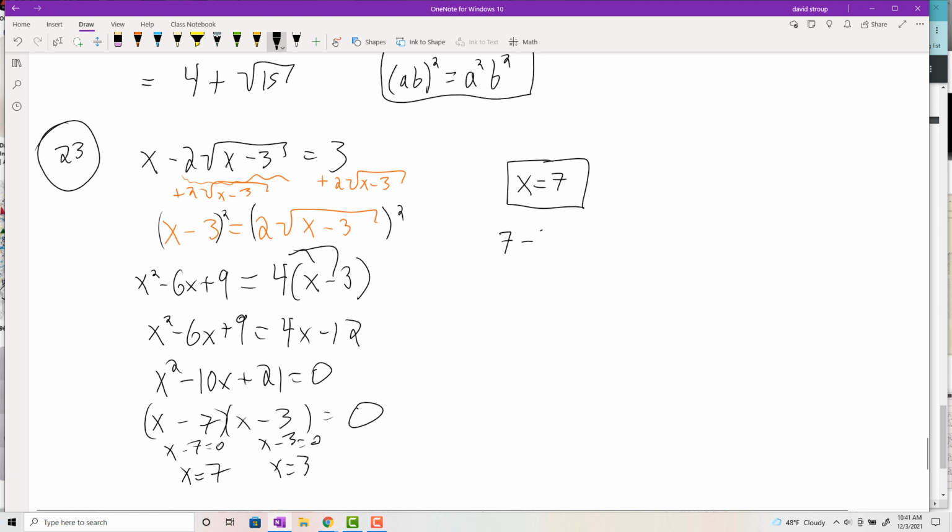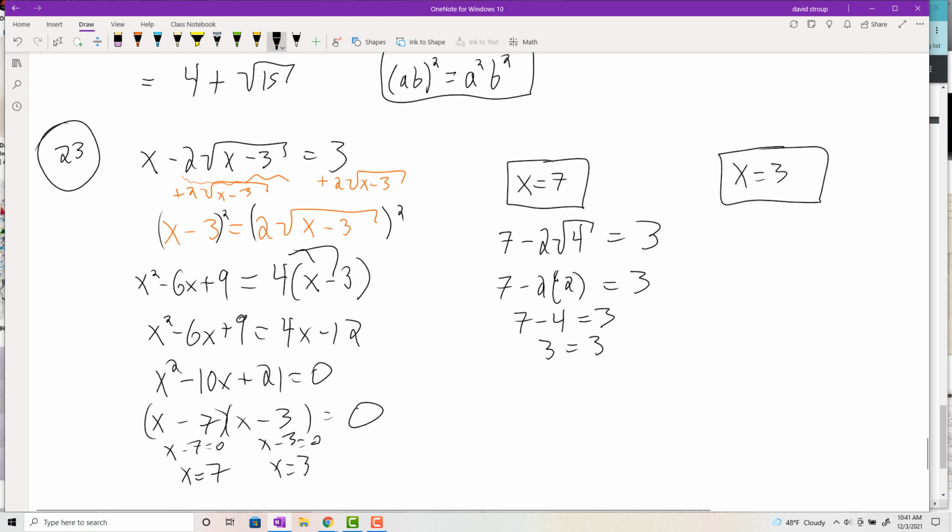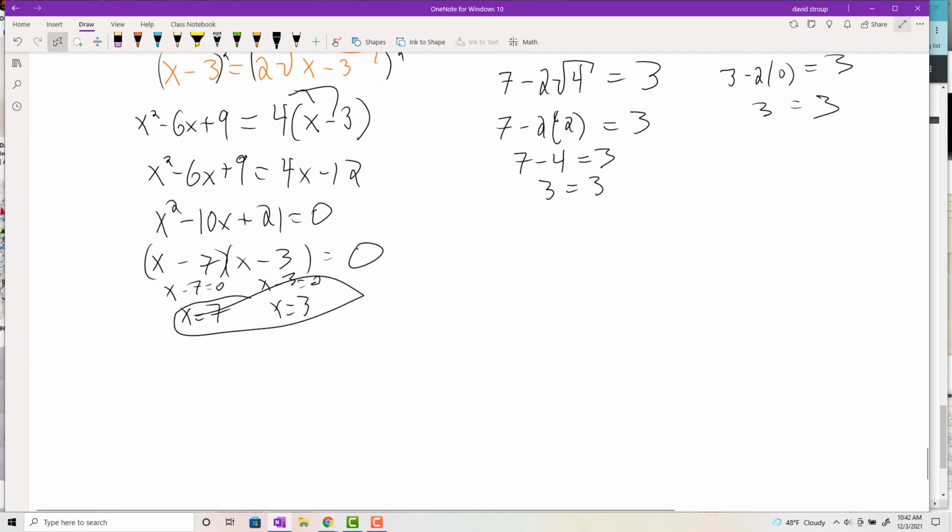So 7 minus 2 times the square root of 7 minus 3, which is 4. On the right side I have 3. Keep the sides separate. So I have 7 minus 2, the square root of 4 is 2. It's 3. So I have 7 minus 4. 7 minus 4 is 3. Does 3 equal 3? Yes, that works. Try x equals 3. So I have 3 minus 2 times the square root of 3 minus 3, which is just 0. So I have 3 is 3. They both work. Those are your solutions. Okay.